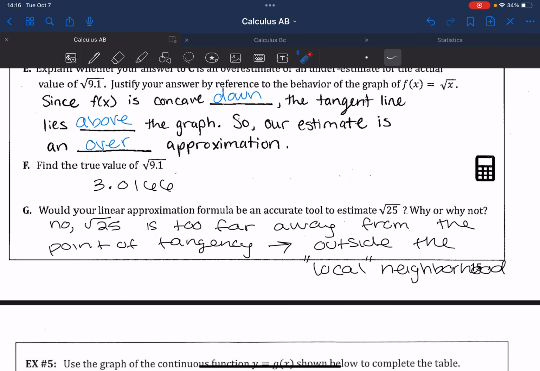But 25 is much greater than 9. So we're not able to approximate because that point is too far away from the point of tangency, which was x equals 9, which means it was outside the local neighborhood.